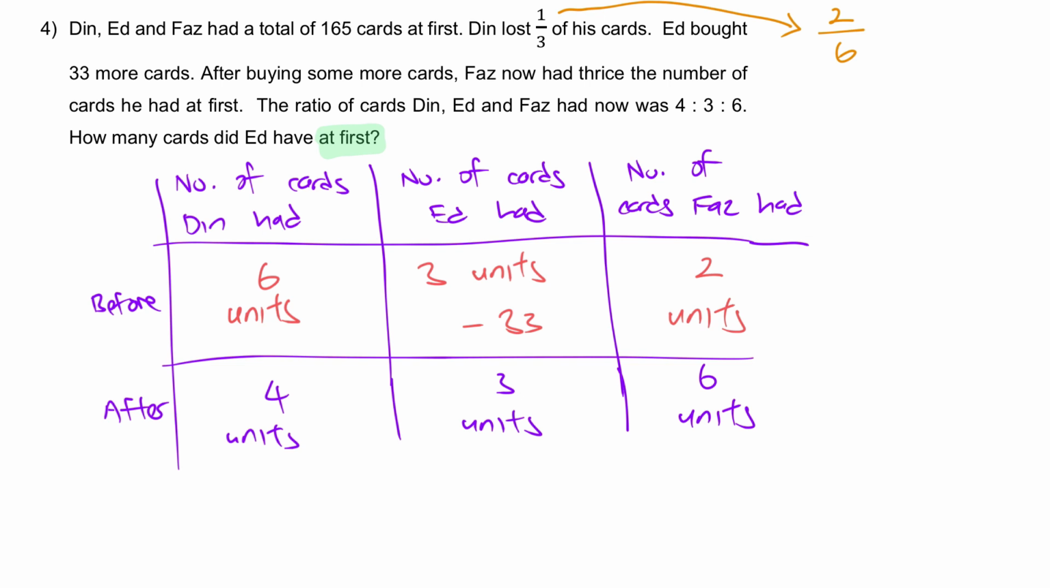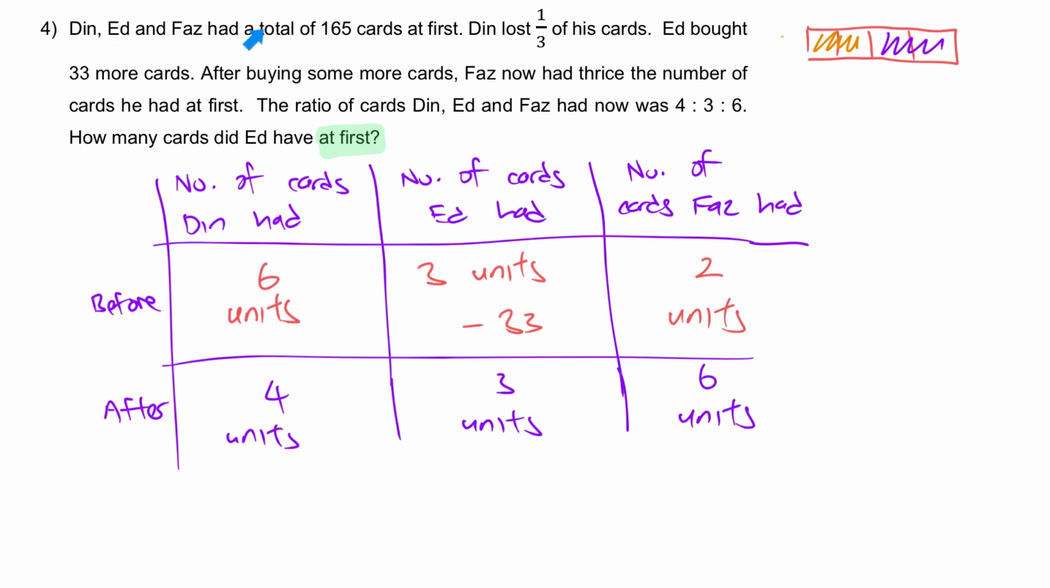If you want to do it in a ratio, in a model form, you can always draw it out regarding Dean's cards. So at the end, Dean had 4 units, isn't it? And this is after losing 1/3 of his cards. So we can group this into 1/3, and this is the second 1/3. Hence, at the beginning, the ratio is 6 is to 3 units minus 33 is to 2.